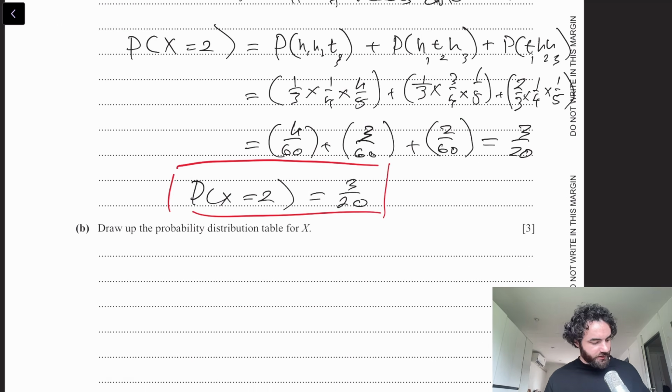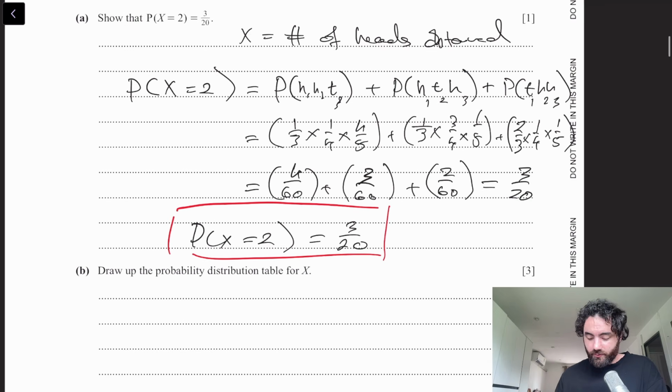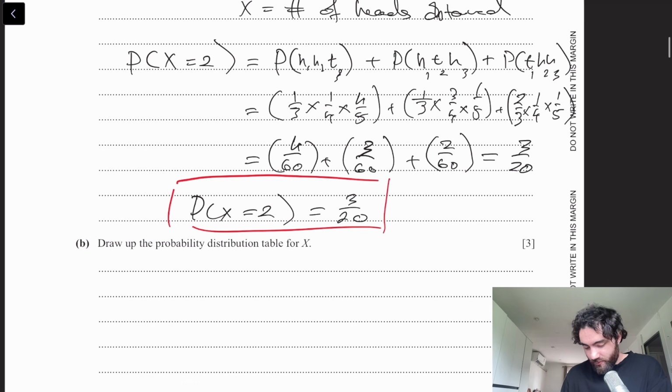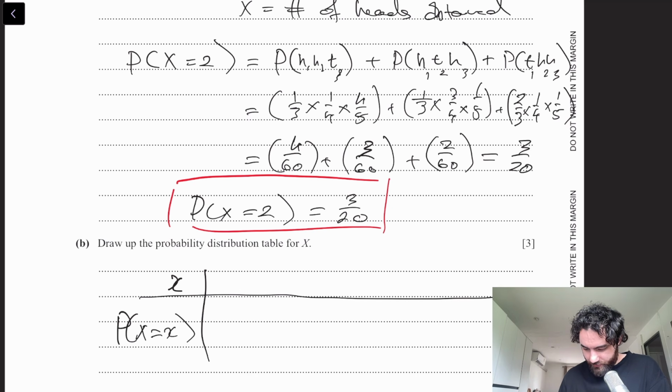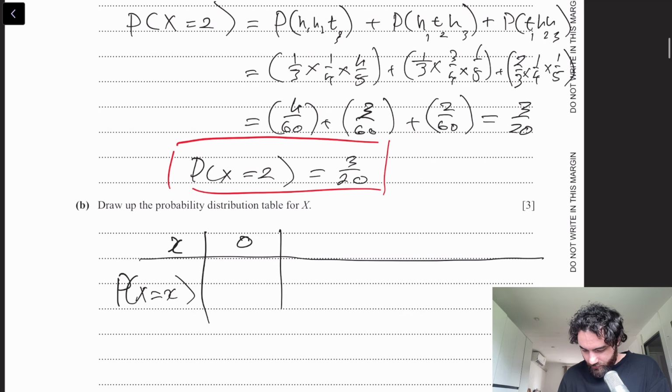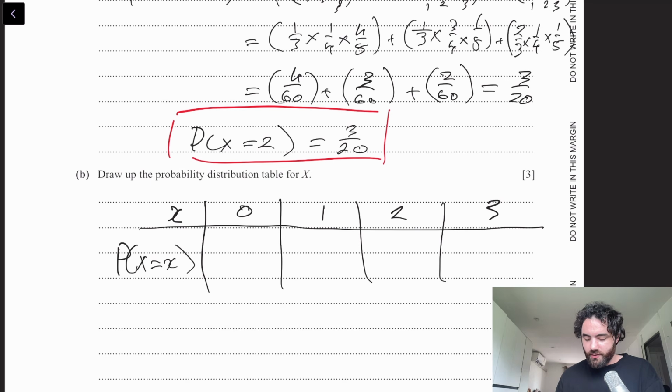Draw up a probability distribution table. Okay, so we're just looking at the different probabilities now. If X is 0, X is 1, X is 2, X is 3. Because we've got 3 coins, so the most that X could be would be 3. So we could say X, our value, and this would be the probability that X equals x. So 0, 1, 2, 3. And already to check that this will be correct, we should sum all these up and they will equal 1. We already know this one. This is 3 over 20 when X equals 2.